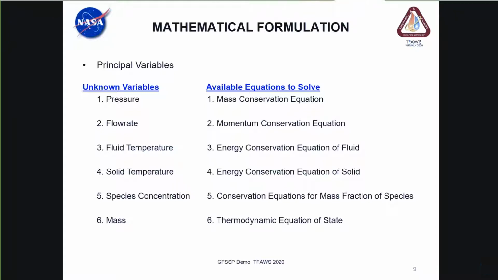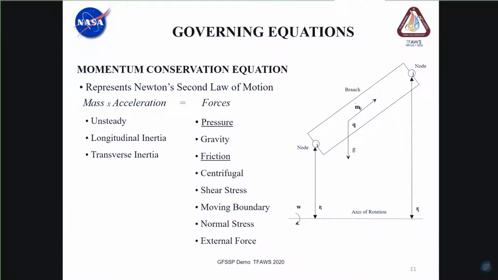And to solve these, you can do a simultaneous solution of your mass and momentum equations, your energy conservation equations for both the fluid and solid, and separate conservation equations for the different species if you have multiple species in your model. Your equation of state gives you the density as a function of pressure and enthalpy, or pressure and temperature, and that times the volume gives you the mass in the node. Mass conservation is solved simultaneously with the momentum equation, and the momentum equation does contain pressure and flow rate.